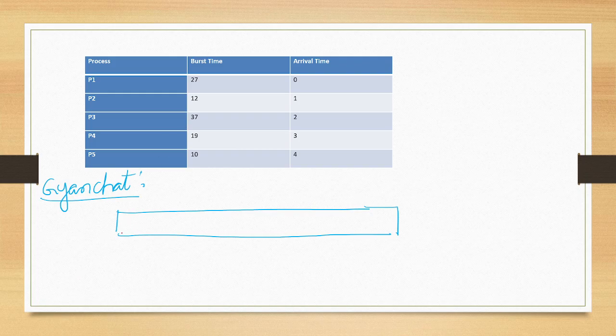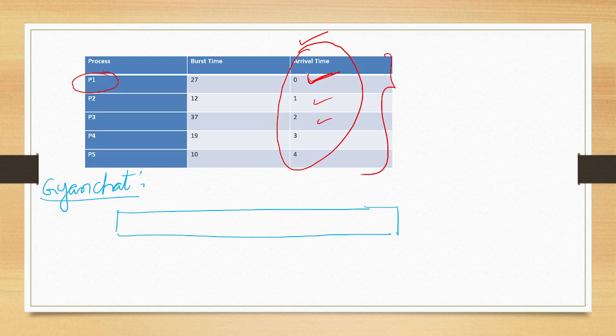Here, see how to draw a Gantt chart. First, we have to check the arrival time, the time at which the process came into the ready queue. Process P1 came into the ready queue at time 0. FCFS is first come, first serve. How can we know which process came first? Based on the arrival time only. At time 0, process P1 came, so P1 came first in the ready queue. That's why we allocate the CPU first to process P1. Our CPU execution always starts from 0 milliseconds. Here process P1 came at 0, so we write 0 here because P1 started its execution at time 0.